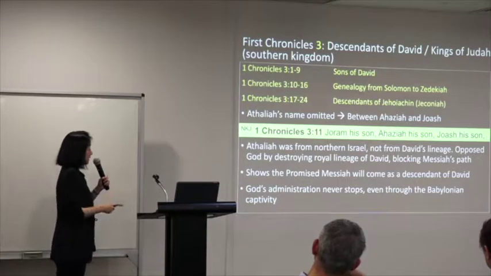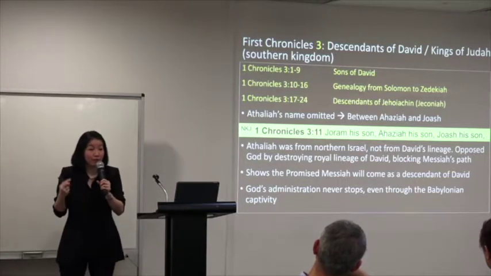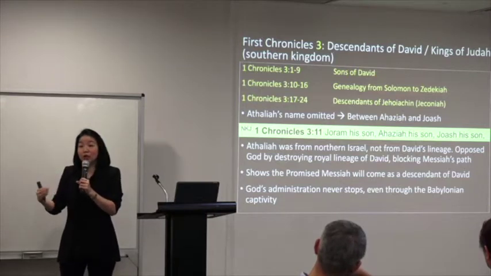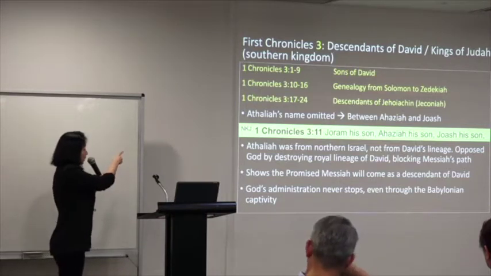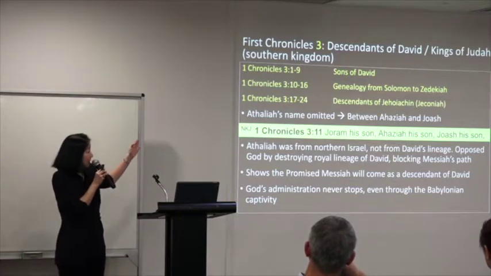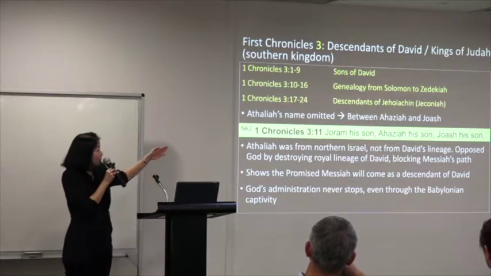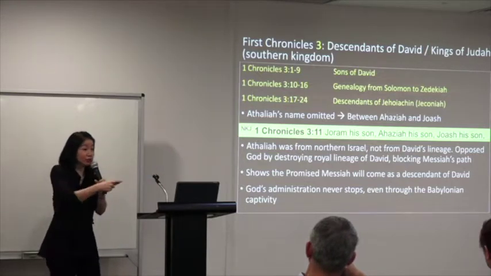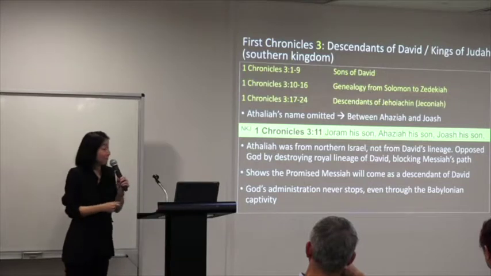So this tells us that even though there may be blockages from people, God's history of redemption will continue on. So 1 Chronicles 3:11 lists down Joram, Athaliah's husband's name, Ahaziah, her son's name, and Joash, her grandson, but took her name out. So the omission is to lead you to inquire why.